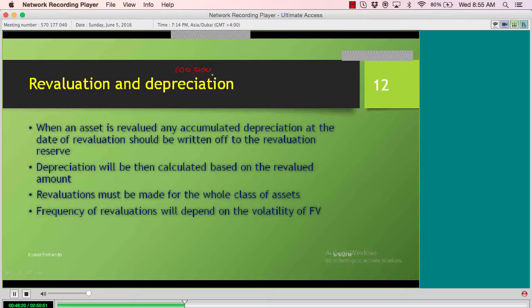100,000, the cost of the asset, 2 years gone. 32,000, and carrying value is 68,000. At this point, you revalue this asset, and the revalued figure is 140,000. That's what we call the fair value, 140. Remove that accumulated depreciation. I'm assuming no impairment. Remove the accumulated depreciation. The new figure is 108,000.